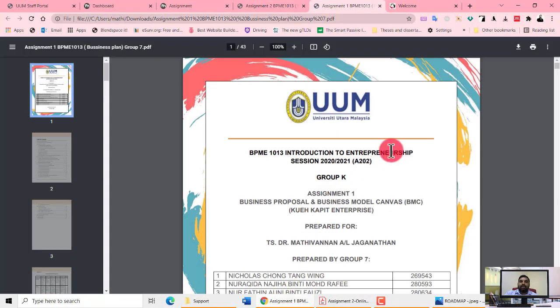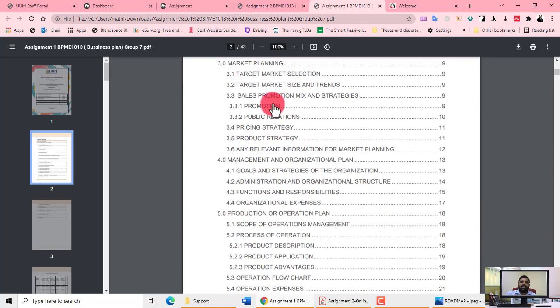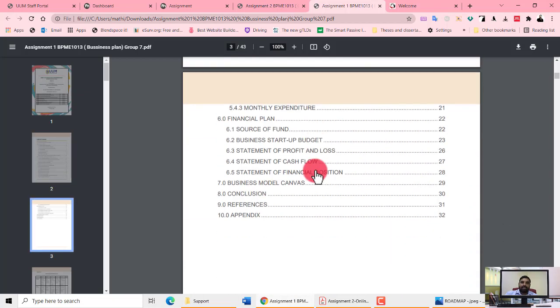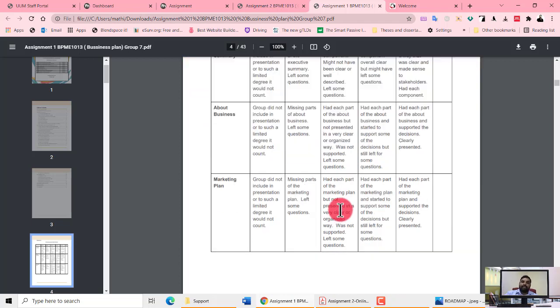Assignment 1: Business plan and business model canvas. You see, they detail out everything. First, you have to include your rubric, because I will give your marks in the rubric.